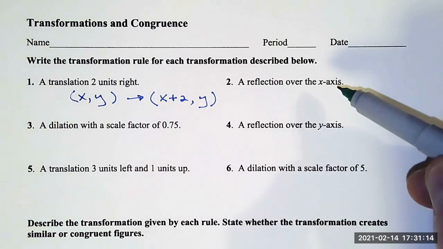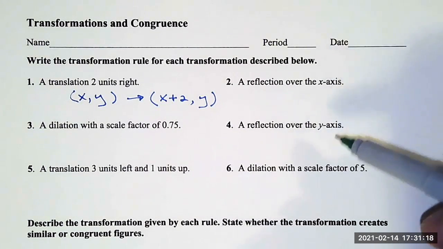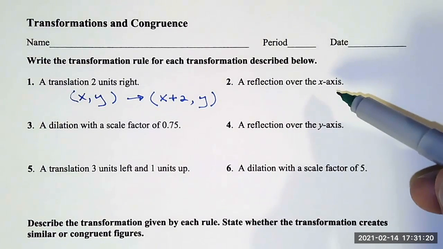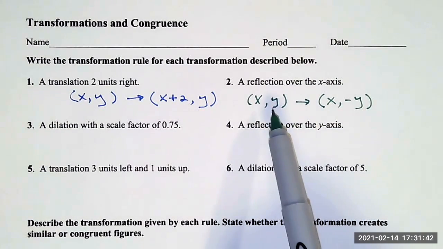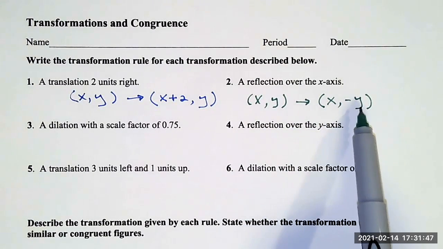A reflection over the x-axis means that your y component of the coordinate is going to be the opposite of what it was for the pre-image. So your rule would be xy goes to x comma the opposite of y.